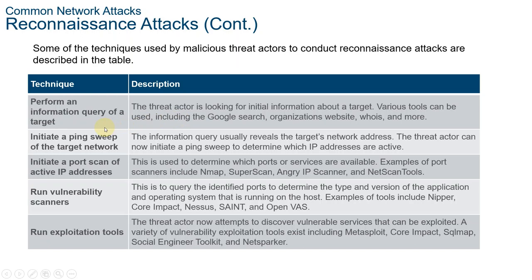The second technique is to initiate a ping sweep of the target network. The information query usually reveals the target network address. The threat actors can now initiate a ping sweep to determine which IP addresses are active. The next technique is to initiate a port scan of active IP addresses. This is used to determine which ports or services are available. Examples of port scanners include Nmap, Superscan, Angry IP Scanner, and NetScan tools.